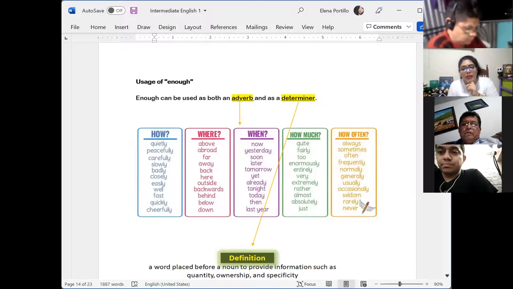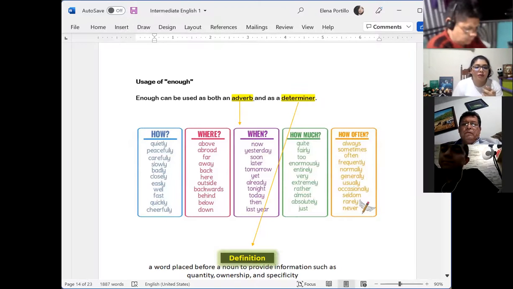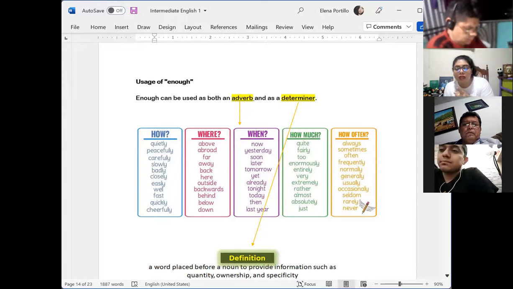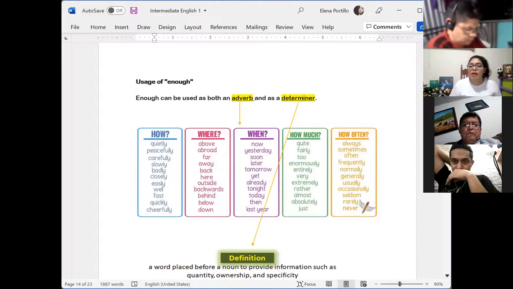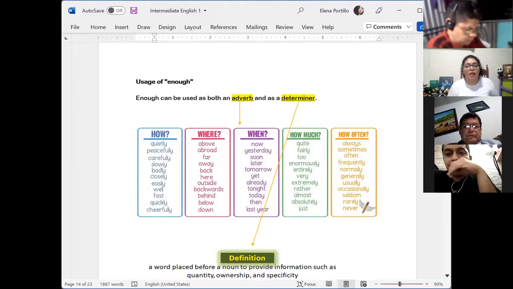And we have some examples in the table. How, where, when, how much, and how often. Those words are adverbs. Quietly, peacefully, carefully, slowly, above, abroad, far. They are talking about the places or the time. It gives you information about the moment we did or we are going to do something or the way in which we are going to do it.